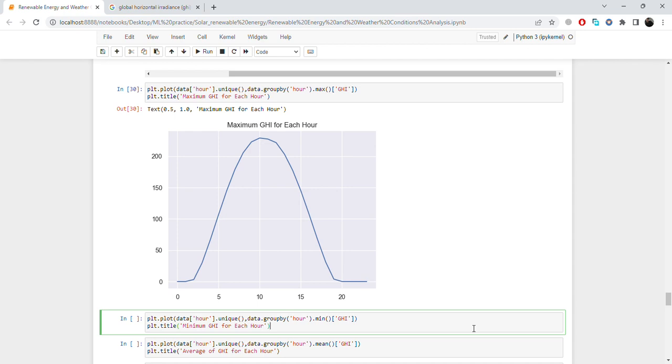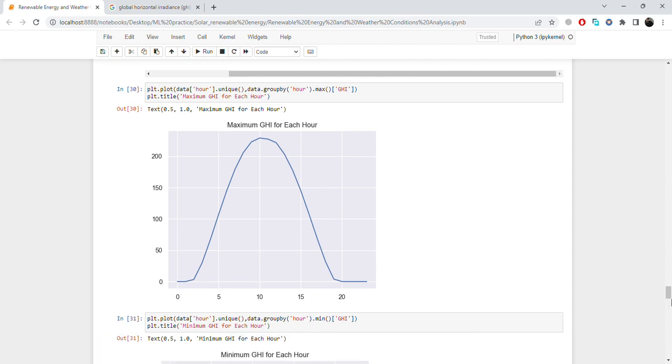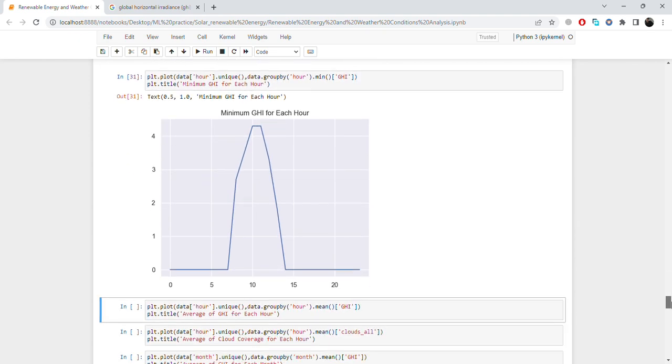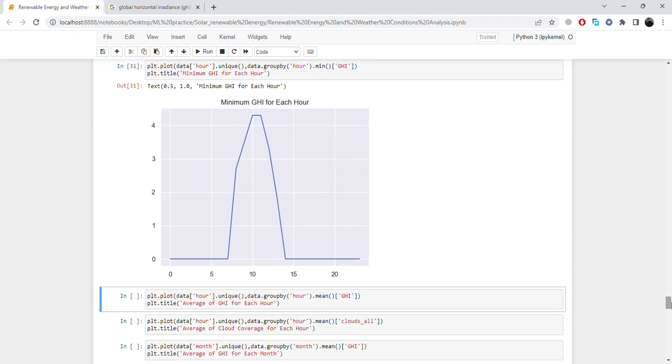Now we will find the minimum of GHI, at which time. Just take a moment and think: at what time will we have a minimum GHI? The minimum GHI will fall where there is no sun. Here you can see this is the minimum GHI.